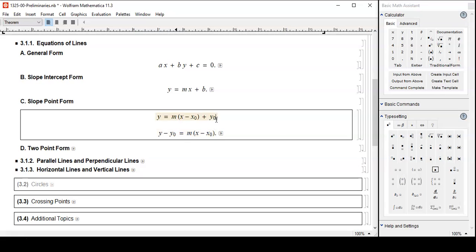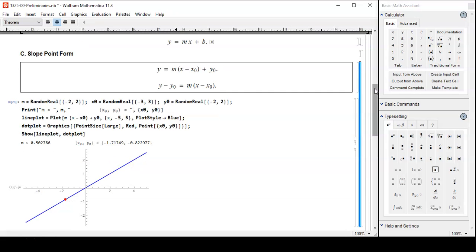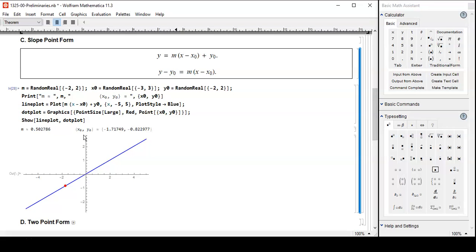Either this way or that way, you have slope m and running through the point x0, y0. Here in this visualization, this point x0, y0 is negative 1.717, negative 0.823, this point. And then the slope is 0.5027, so as I move one step to the right, I go up by 0.502 something. So running through this red point and slope like that.